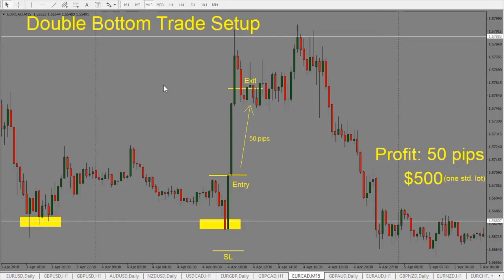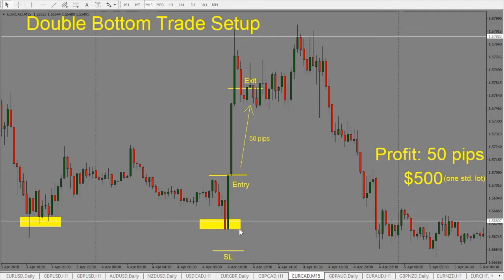We'll take a look at what a double bottom looks like, where to enter the trade, where to place our stop loss, and as always, how to exit the trade with a profit. Here we are looking at a double bottom trade setup. This is a EuroCAD 15-minute chart. As we see, price comes into the support level here and then pushes off of that level. And the next day, price comes and tests the same level once again and then quickly pushes off of that level with a big bullish engulfing candle here. So this gives us our double bottom trade setup.